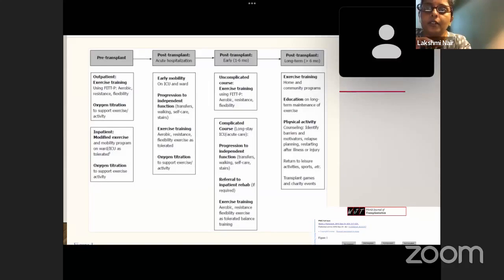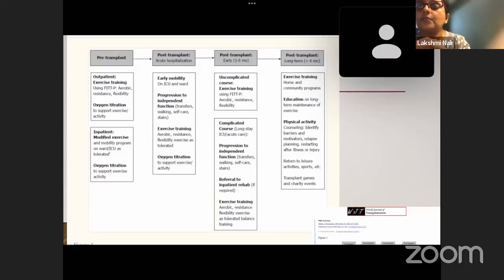So the acute hospitalization is in the ICU, and it involves early mobility and progression to independence. You should not miss this factor. Their independent transfer, walking, self-care, daily activities, you should stimulate them to do by themselves. They should reach up to stair climbing. Exercise training, the usual pre-rehabilitation type: aerobic, resistance, flexibility exercise, oxygen titration, slowly weaning off oxygen.